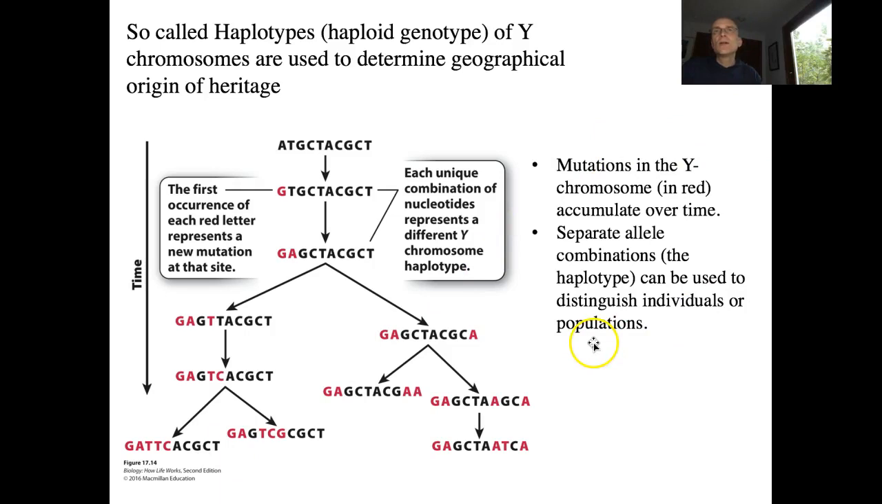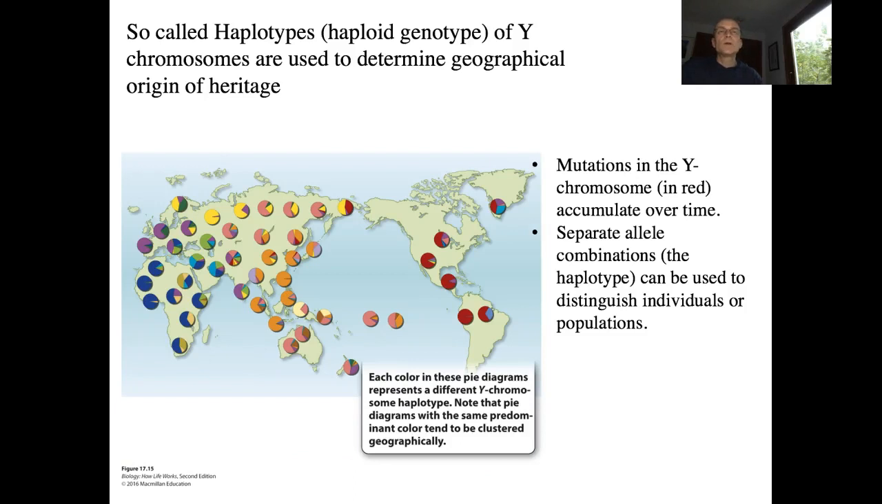So mutations in the Y chromosome in red accumulate over time. Separate allele combinations can be used to distinguish individuals or populations. So you can distinguish somebody who comes from a population that has this haplotype versus one that has this haplotype. And oftentimes when you read about this, even in the popular literature, these haplotypes of Y chromosomes are then used to show the geographical origin, and they're shown by the percentage of people with a certain kind of haplotype.